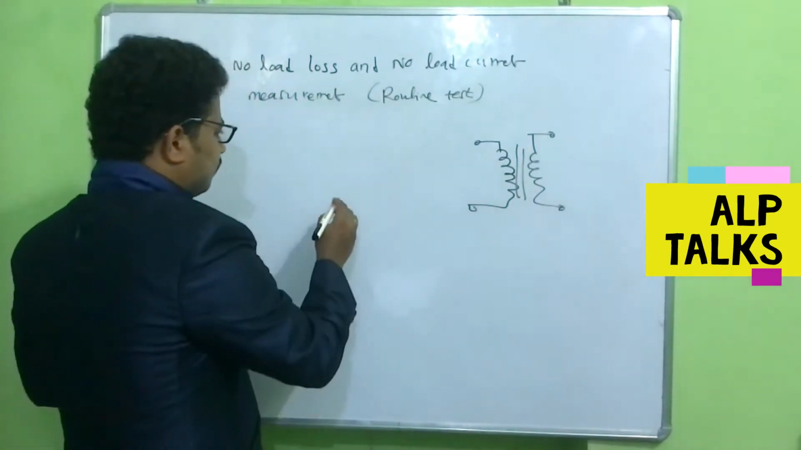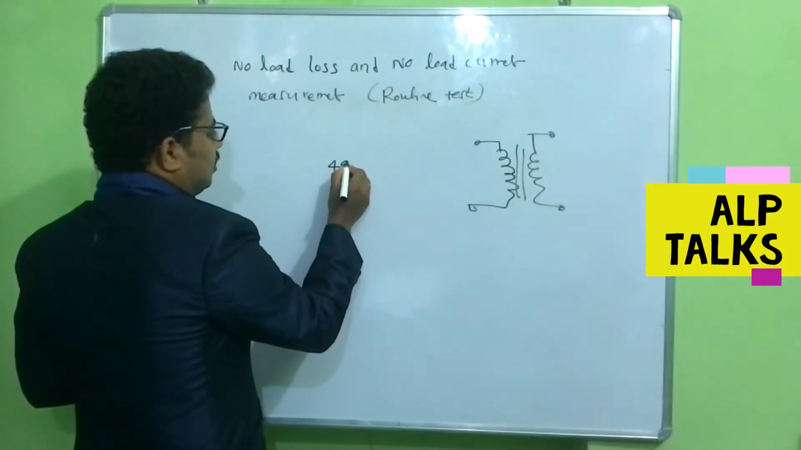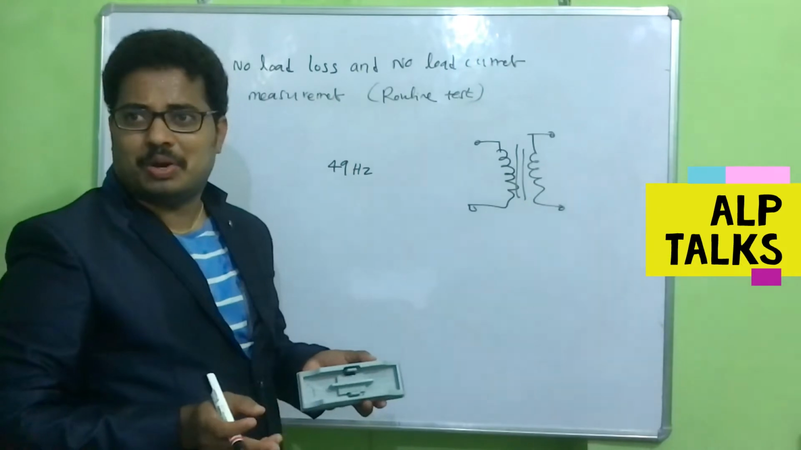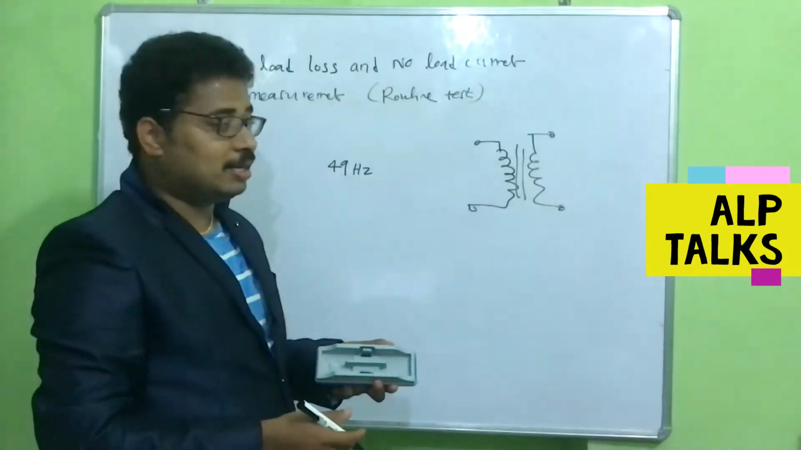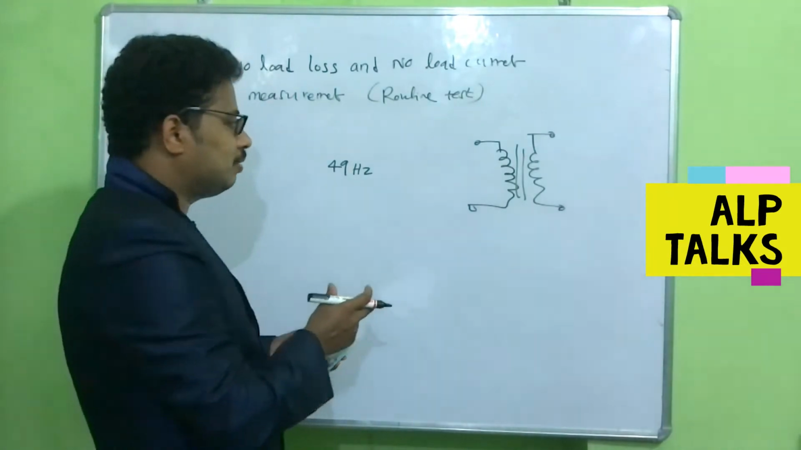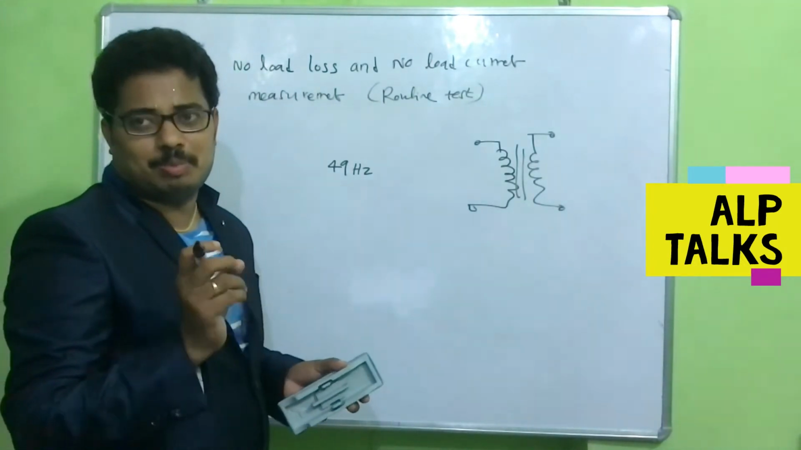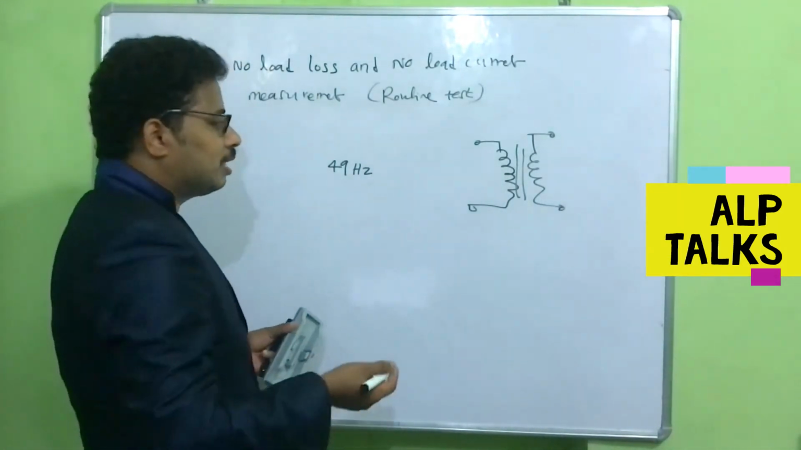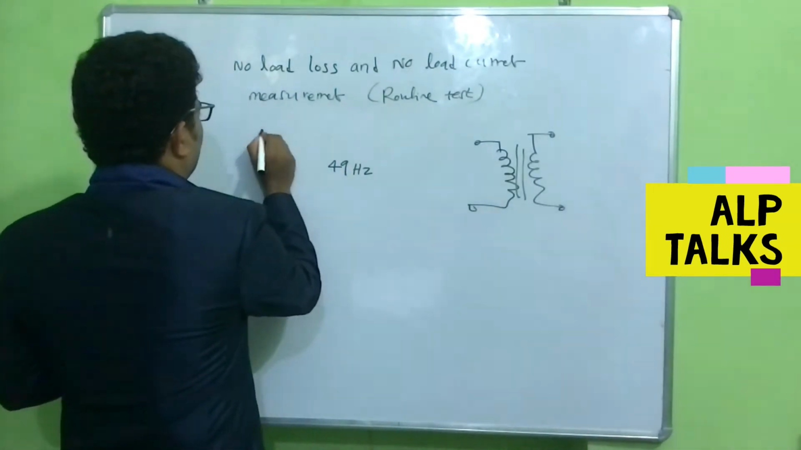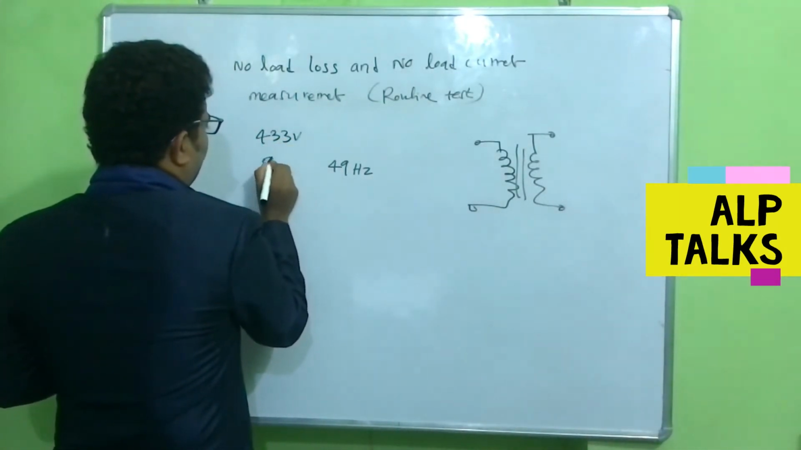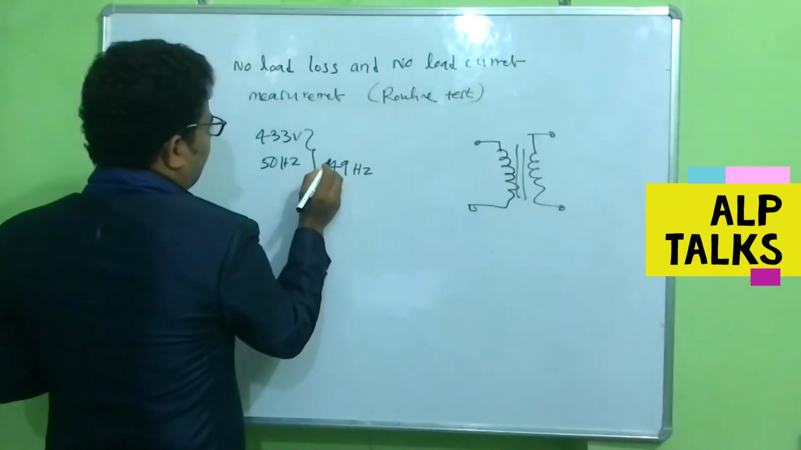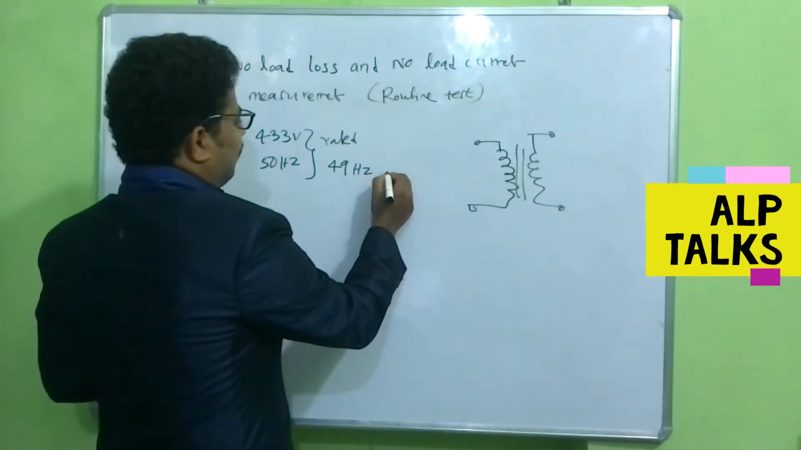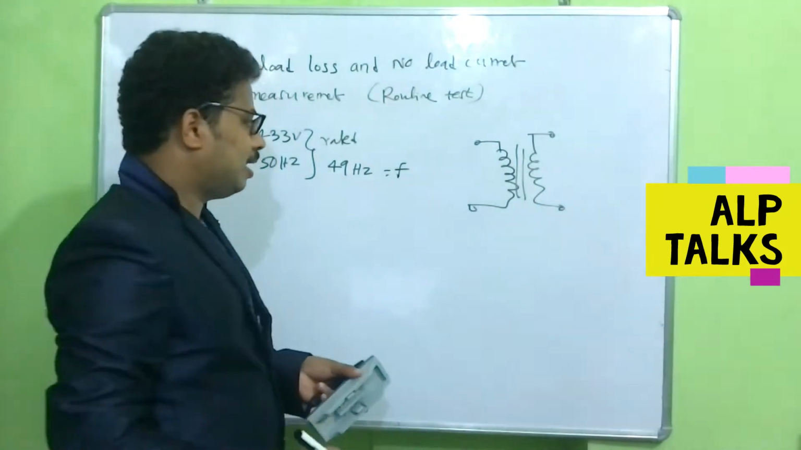For example, say you have 49 hertz as the current frequency of the supply. Is it okay? Yes, we can do the test on the transformer using this supply, but we need to correct the voltage and the final measured no load loss. So how can we do the corrections? Let's see. Say for example 433 volts and 50 hertz are the rated parameters. If the current frequency is 49 hertz, then what do we have to do?